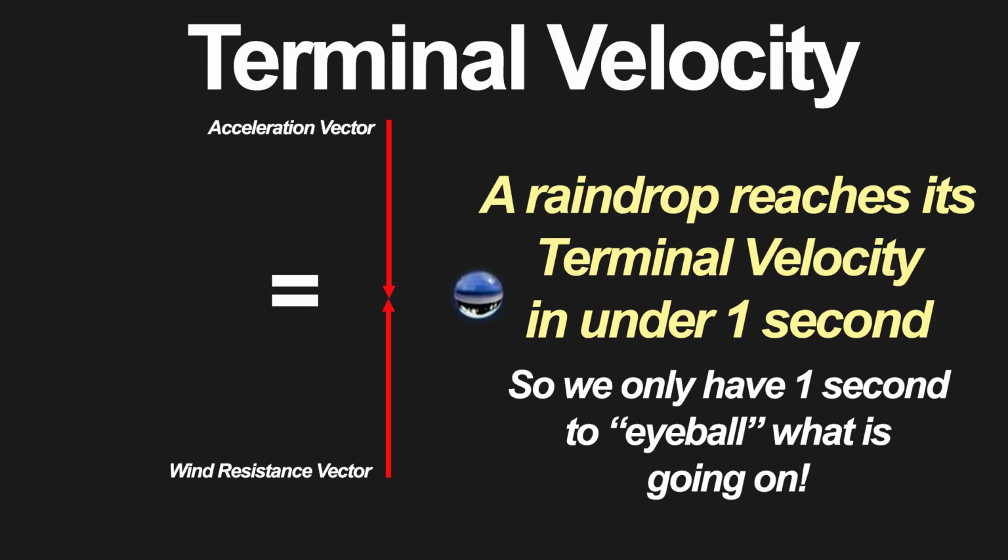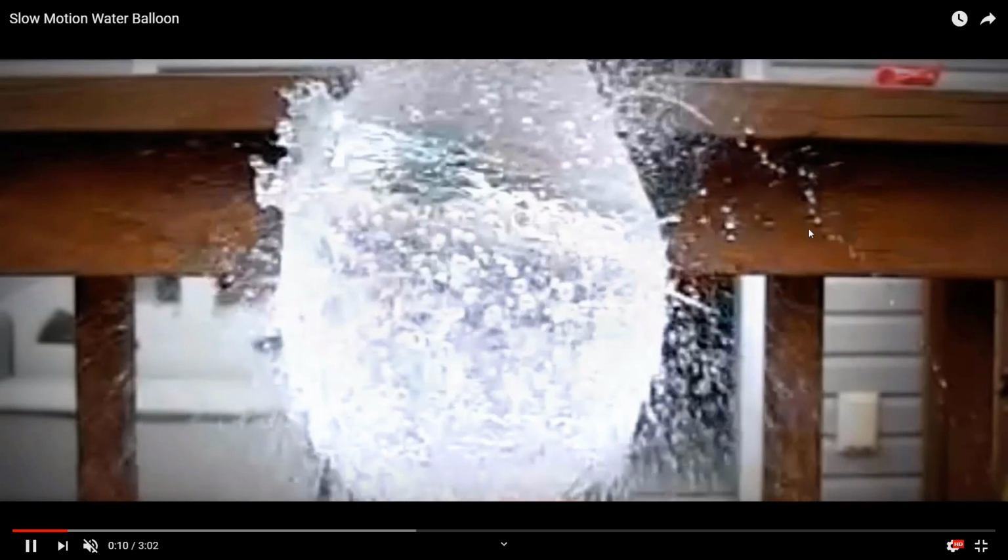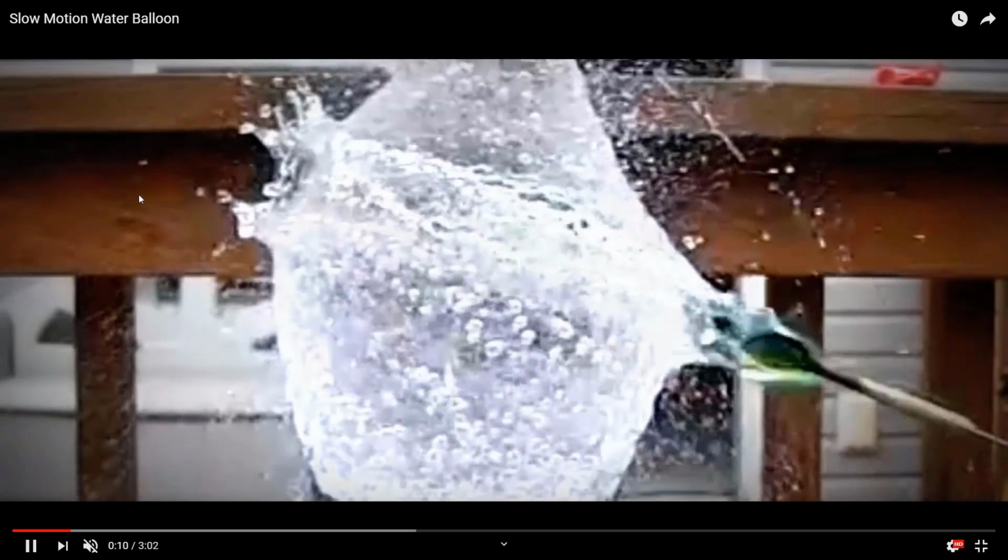A raindrop, or any falling drop of water, takes about 1 second to reach terminal velocity. So we have that 1 second before it reaches terminal velocity to visually see what shape the drop of water is, in order to see if there is indeed any force being exerted upon that drop of water. If we look at these short clips, we will see that as soon as they start to fall, and well before they reach terminal velocity, these drops of water are spherical. This means no net force upon them.